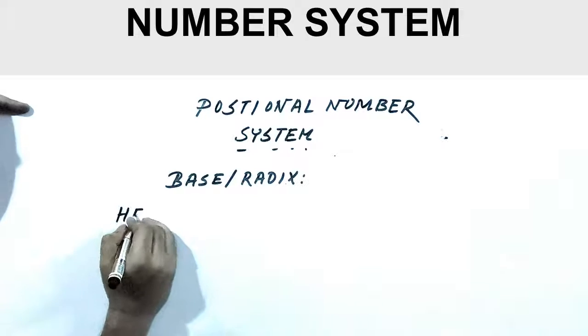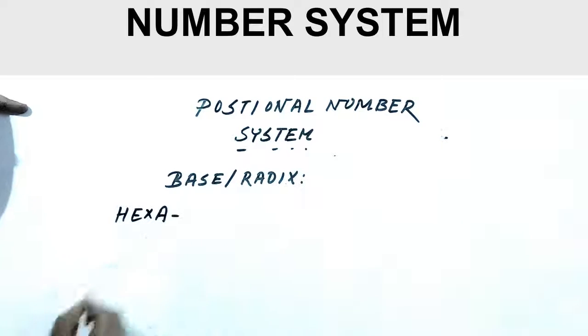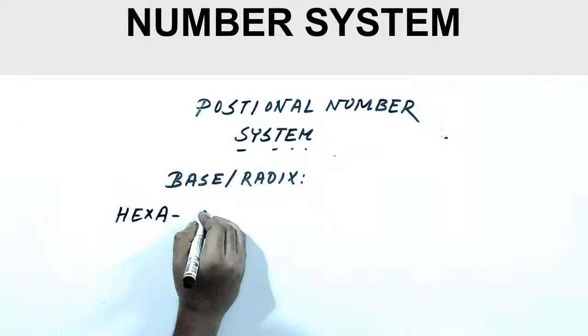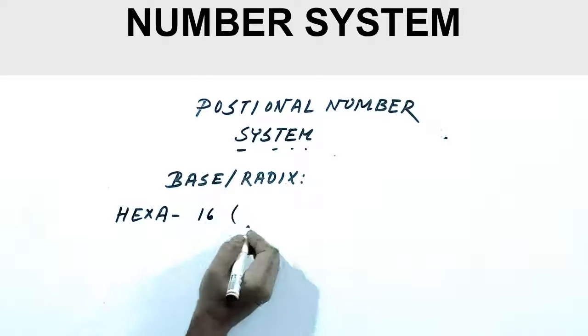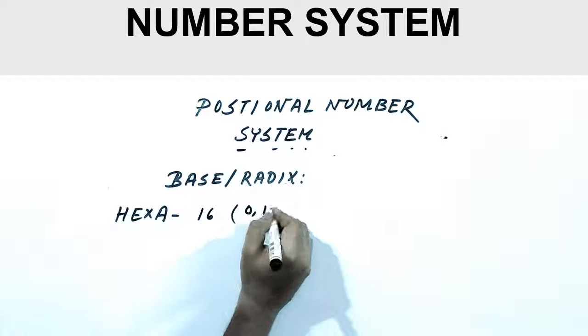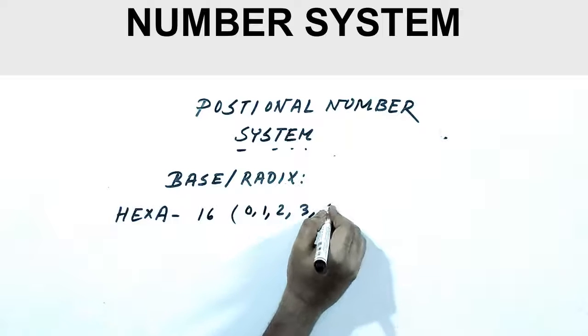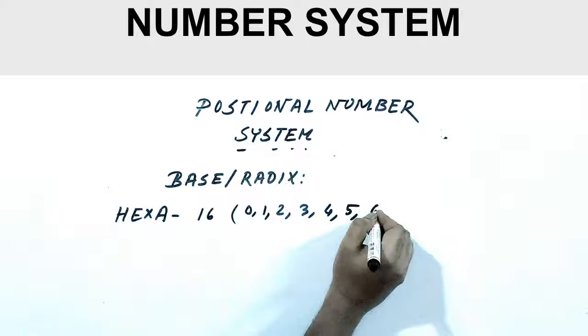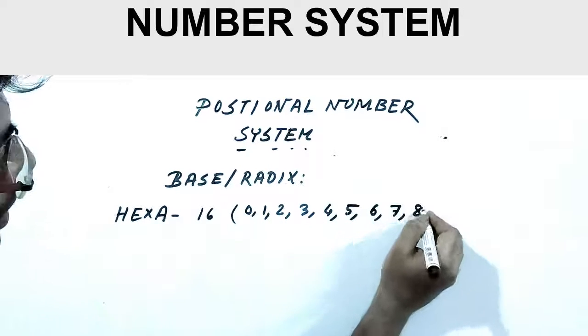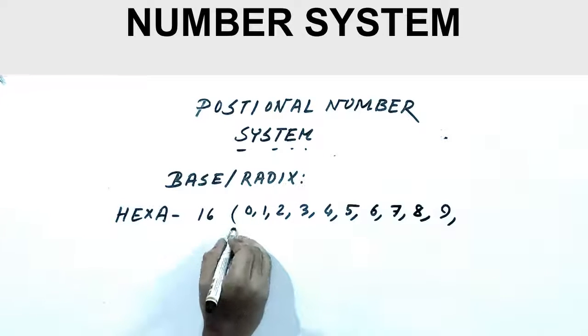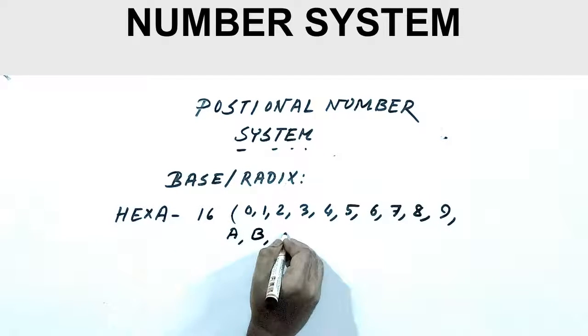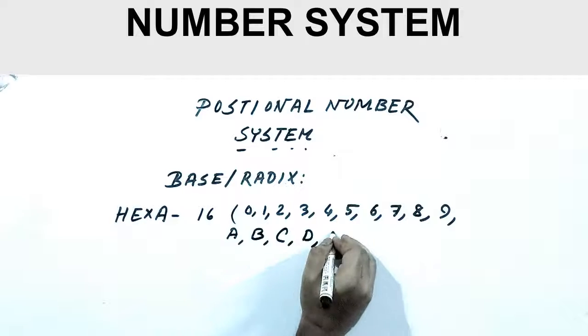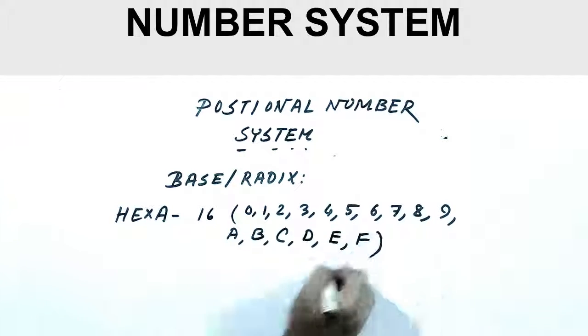So in case of hexadecimal, the base or radix is 16 and the numbers are 0, 1, 2, 3, 4, 5, 6, 7, 8, 9, then A, B, C, D, E, F.